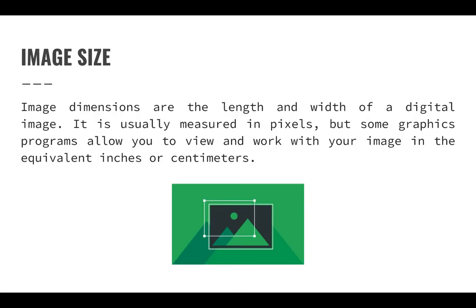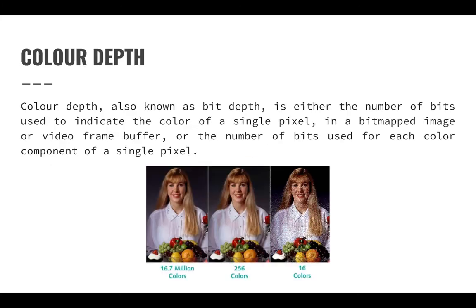Image size is a dimension of the length and width of the digital image. It is usually measured in pixels, but some graphics programs allow you to view and work with your image in equivalent inches or centimeters. This can be done through the DSLR or through Adobe Photoshop and Lightroom. Color depth, also known as bit depth, is either the number of bits used to indicate the color of a single pixel in a bitmapped image or video frame buffer, or the number of bits used for each color component of a single pixel.